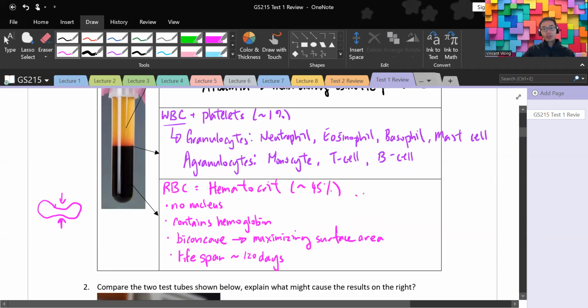And then you would break them down, you will recycle them. I don't know if recycle is the right word. We'll say break down, okay? Break down the old ones at the liver and spleen.